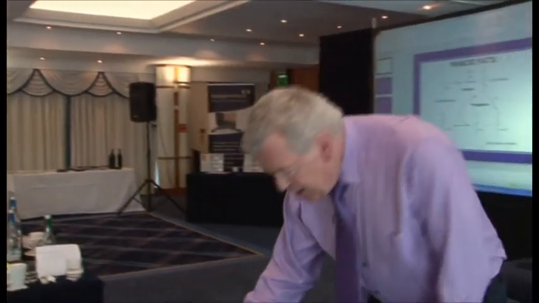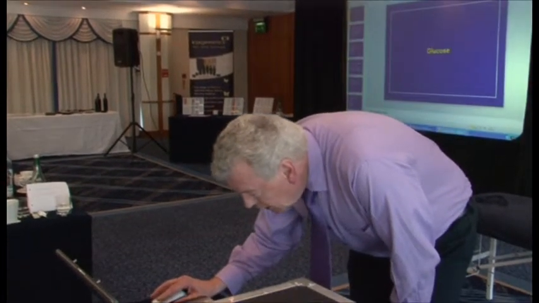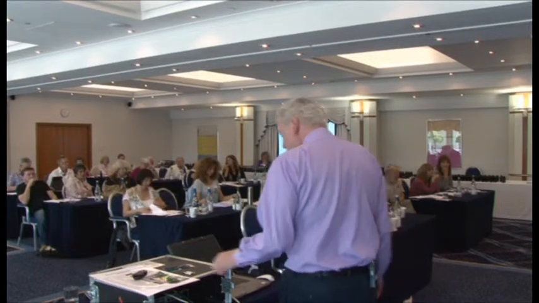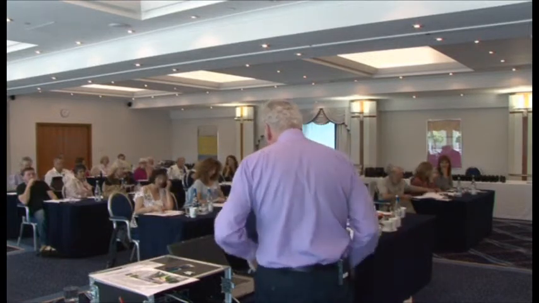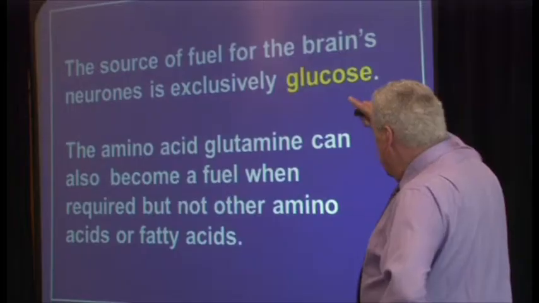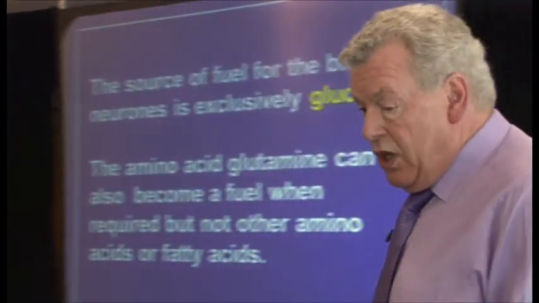So, right, let's go back to glucose now. So we looked a little bit about oxygen. Now we need the fuel. So if we don't have enough fuel, the brain doesn't work and we get all sorts of symptoms. So the source of fuel for the brain's neuron is exclusively glucose, except the amino acid glutamine can become a fuel when required, but not other amino acids or fatty acids. So in other words, the brain cannot live on fat or protein.